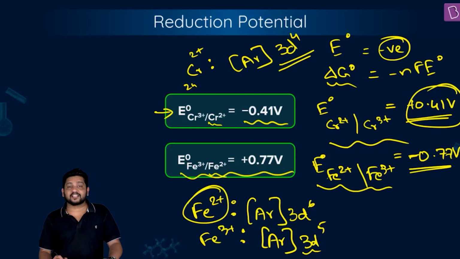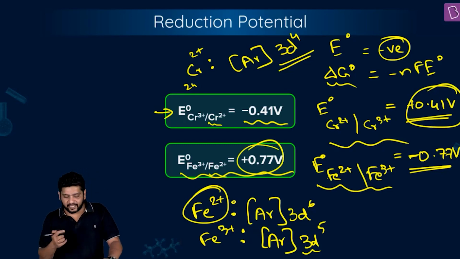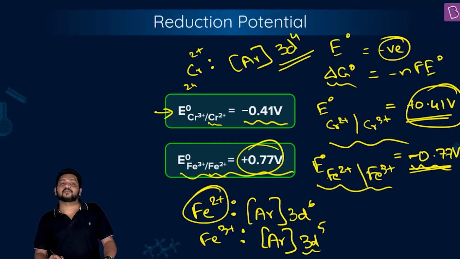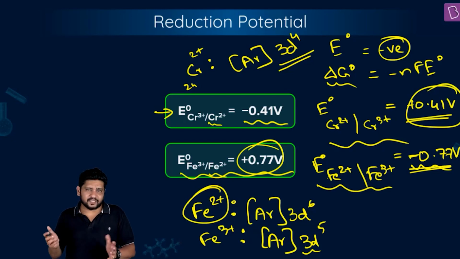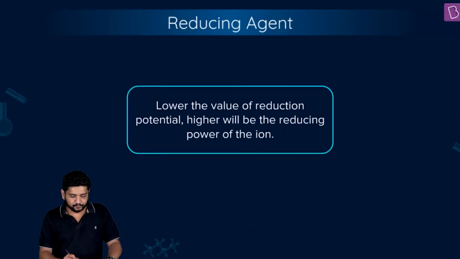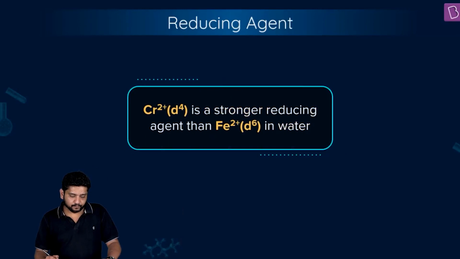What we will see is that 3+ to 2+ conversion is pretty obvious. You can see here reduction has a positive potential, which means that this is a feasible process, which means the reverse process is not that feasible. So just based on the reduction potential value, we can see that Cr2+ to Cr3+ conversion is easier, which means it is a better reducing agent because it is easily getting oxidized, right? So the statement that was given to us is also pretty much true. The theory behind it is also given here: lower the value of reduction potential, higher will be the reducing power of that ion. So obviously Cr2+ is your stronger reducing agent compared to Fe2+ in water at least, right?